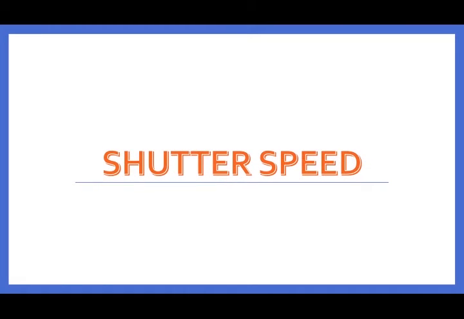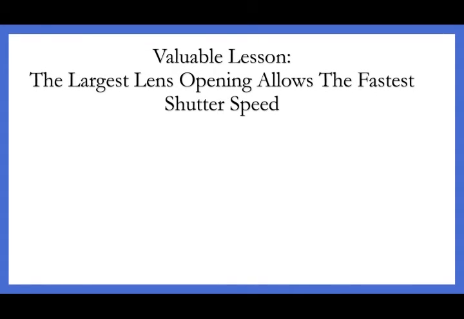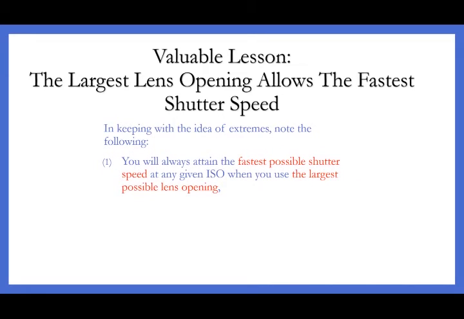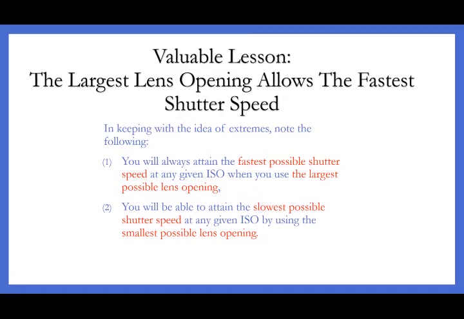Shutter speed. The largest lens opening allows the fastest shutter speed. So in keeping with the ideas of the extremes, note the following. You will always attain the fastest possible shutter speed at any given ISO when you use the largest possible lens opening. You will be able to attain the slowest possible shutter speed at any given ISO by using the smallest possible lens opening.